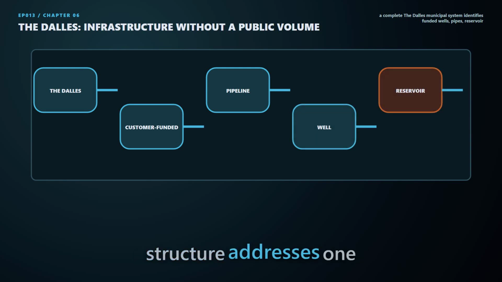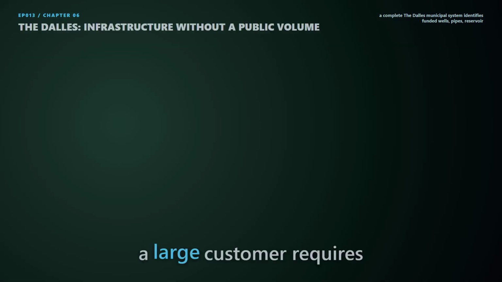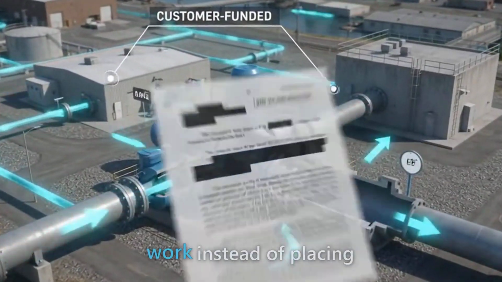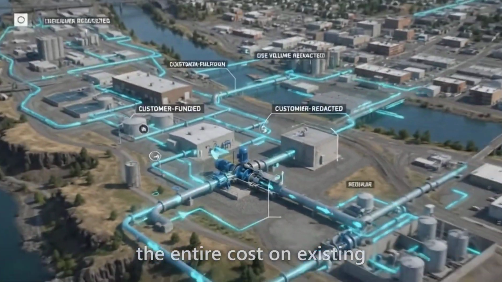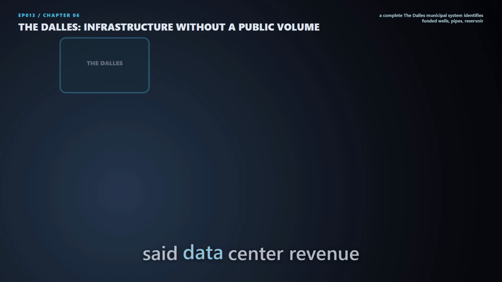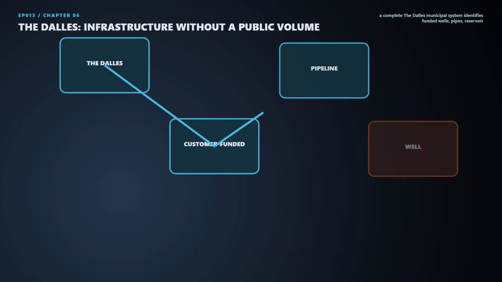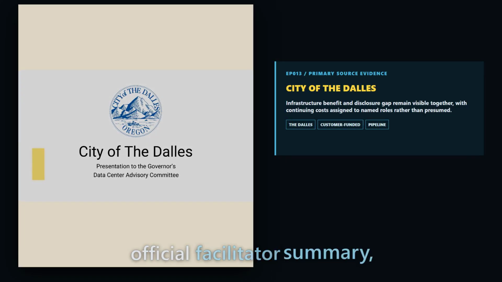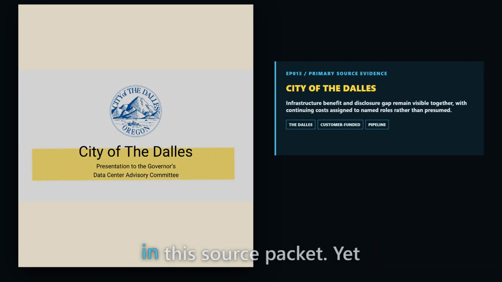That structure addresses one version of who pays. If a large customer requires a bigger pipe or a new pump, the customer funds the identified work instead of placing the entire cost on existing water users. The city said data center revenue helped make the 2025 water rate increase 7% rather than a projected 35%. The claim appears in the official facilitator summary, not an independent rate study in this source packet.